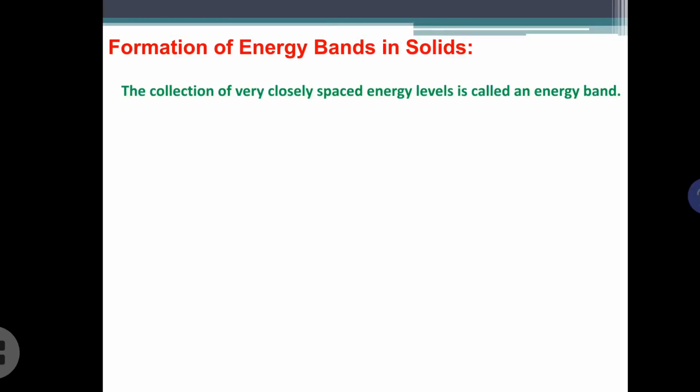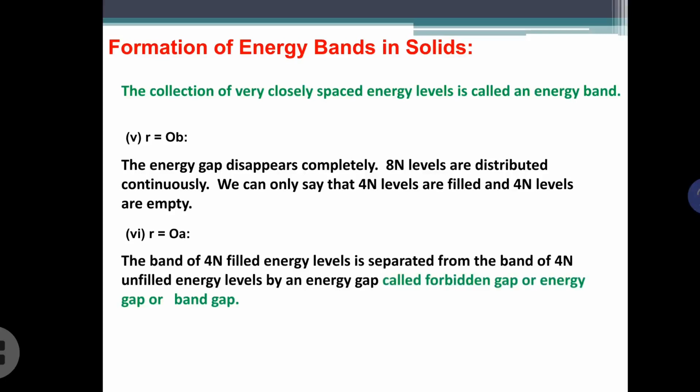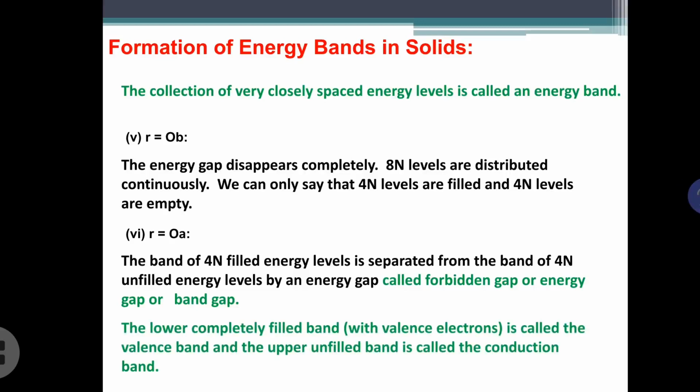Finally, the very close energy levels form a band, and such a collection is known as an energy band. But at a particular point, as we mentioned, this energy gap completely disappears, and after that the energy bands, that means the valence band and conduction band, will be formed, and the forbidden energy gap is the energy gap between the valence band and conduction band. The lower completely filled band, which contains valence electrons, is known as the valence band, and the unfilled band is known as the conduction band. This is the case particularly with silicon, so that's why the conduction band is empty here.